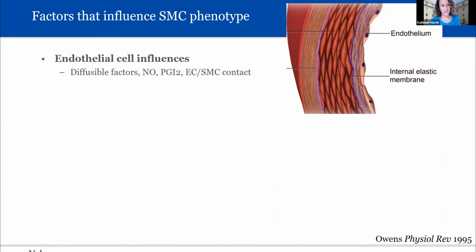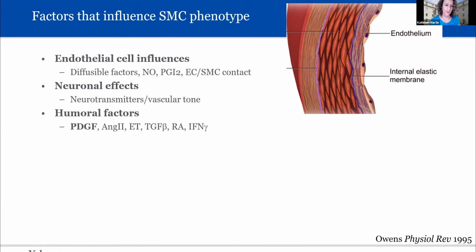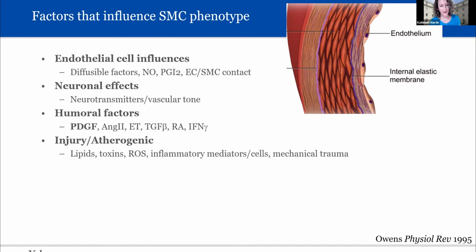And these include the health of the endothelium and the diffusible factors it secretes, such as NO and prostacyclin, inputs from neurotransmitters that influence vascular tone, circulating factors, including platelet-derived growth factor, which is the main one we'll hear a lot about today, that initiates lesions in the intimal hyperplasia scenario, as well as other injuries, such as from excessive lipids, toxins, reactive oxygen, and inflammatory mediators that drive atherosclerosis and other lesions.